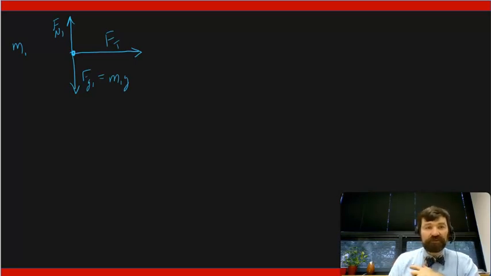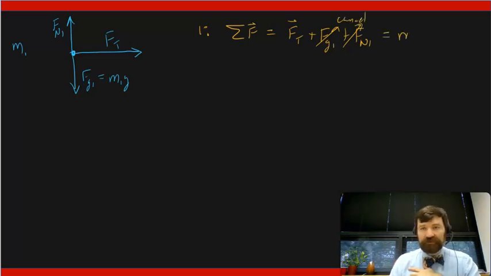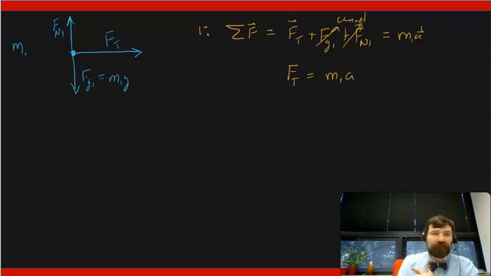If we were to do the sum of forces on mass 1, what we would get is the sum of forces is basically the tension force plus gravity on 1 plus normal force on 1, and again these two will cancel, and that has to be mass 1 times acceleration, and the result is that the force of tension must be m1a. Now we repeat this process for mass number 2.